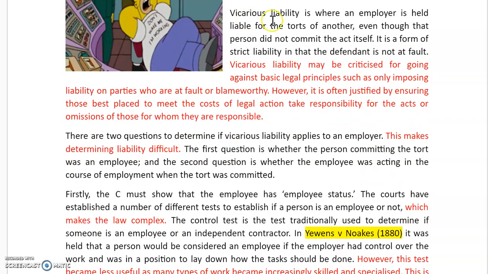So moving on then, we've defined it. I'm now going to go on to the rules for deciding whether vicarious liability applies. Now the fact that we've got two questions does make determining liability difficult, so that's in red because that's a small evaluative comment. So the first thing we have to decide is whether the person committing the tort was an employee, and the second question is whether they were acting in the course of employment when the tort was committed. And actually both of those tests, although they sound straightforward, have actually posed a lot of problems for the court, which we can see in the cases.